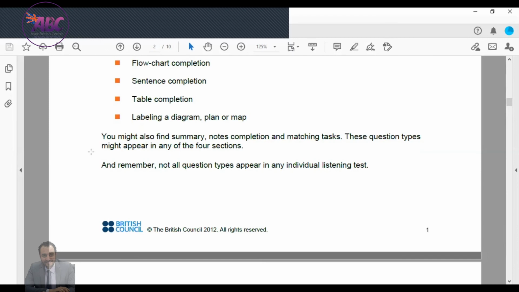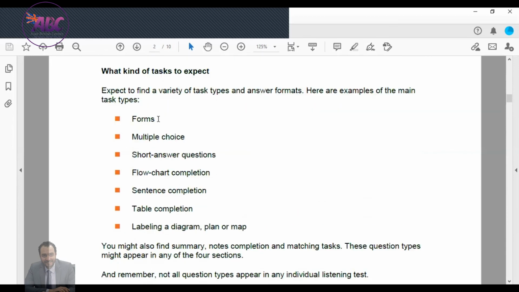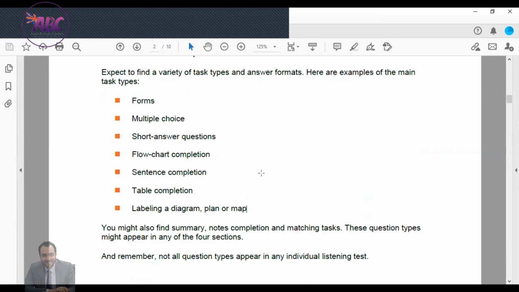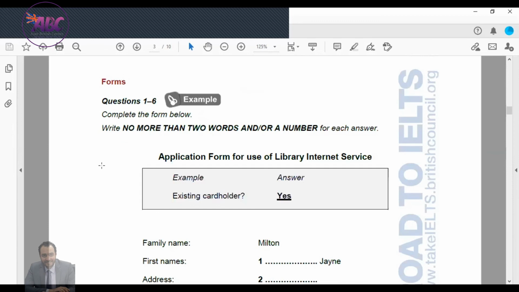Remember that not all forms of questions will appear in a single exam. You may face 3 or 4 types of these questions. Of course, we have varieties because we have millions of candidates around the world taking the IELTS every day. The first type of question, like this one in front of you, is forms.